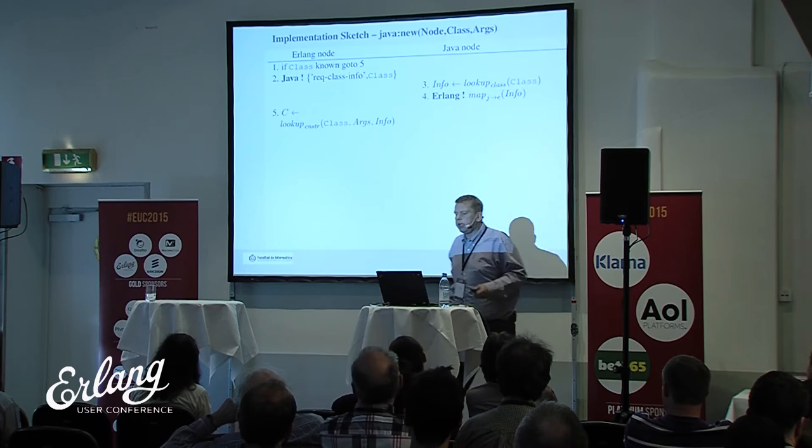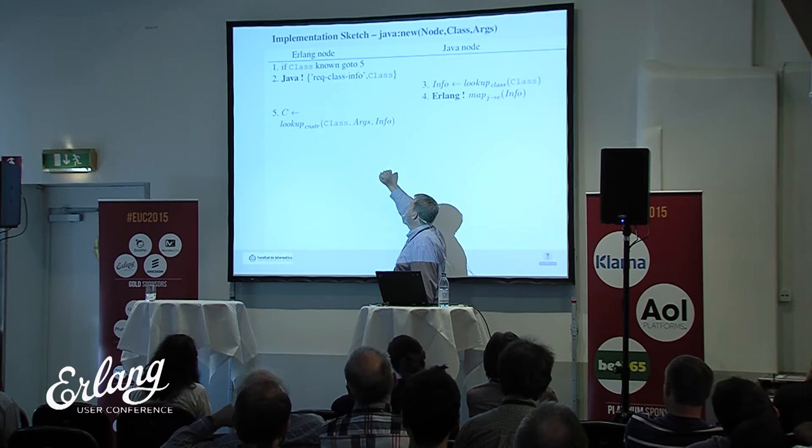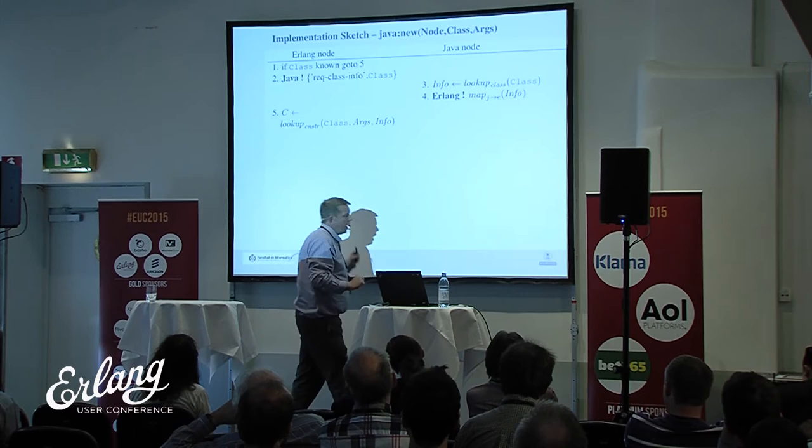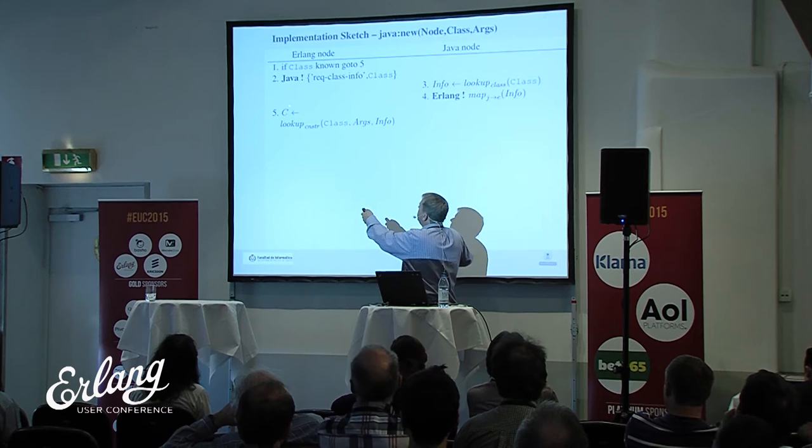So now we have the class info that we need. So the Erlang side can now hopefully take a decision by itself. It can look at the class infrastructure. It can look at the arguments and can see which constructor do I have to call? And it will find a concrete constructor, hopefully. Otherwise, there is an error, an exception. So it will find a concrete constructor C here. And this is the representation in Erlang of a real Java object reference.